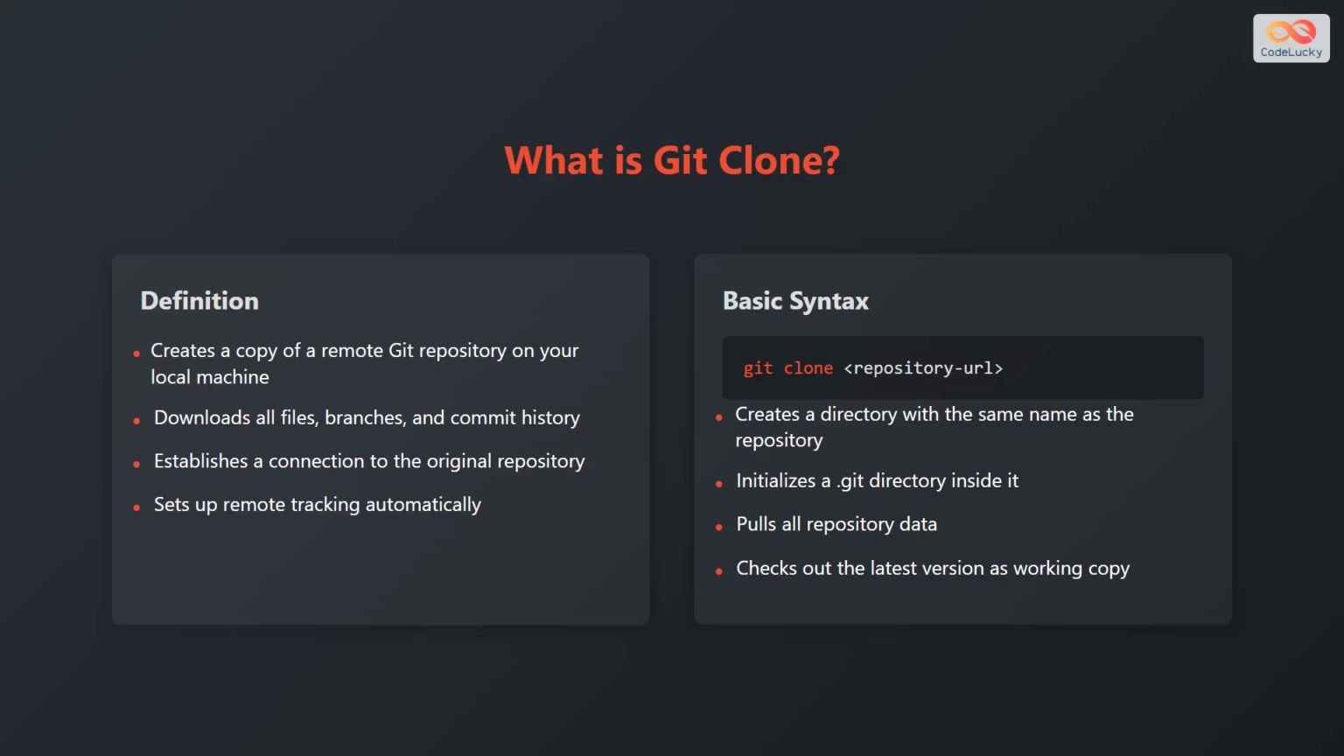The basic syntax is Git Clone followed by the repository uniform resource locator. This creates a directory with the same name as the repository, initializes a .git directory inside it, pulls all repository data, and checks out the latest version as the working copy.